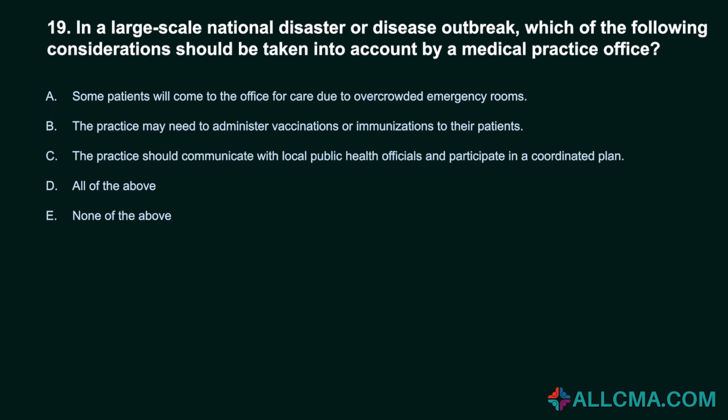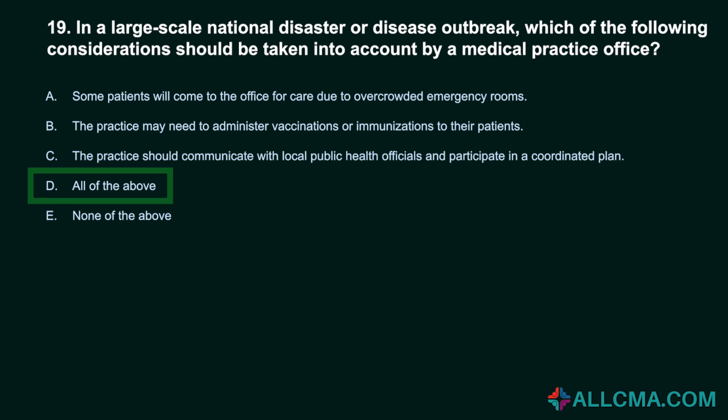19. In a large-scale national disaster or disease outbreak, which of the following considerations should be taken into account by a medical practice office? A. Some patients will come to the office for care due to overcrowded emergency rooms. B. The practice may need to administer vaccinations or immunizations to their patients. C. The practice should communicate with local public health officials and participate in a coordinated plan. D. All of the above. E. None of the above. Correct answer, D. All of the above.